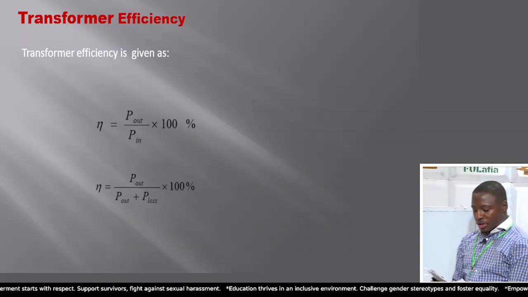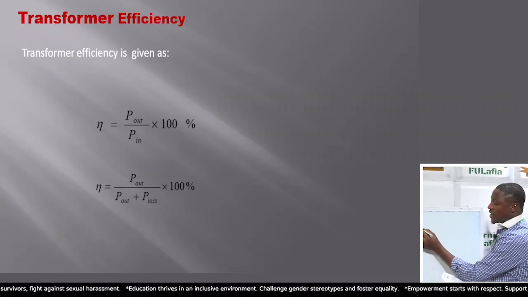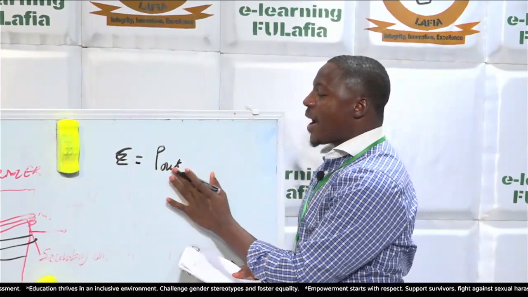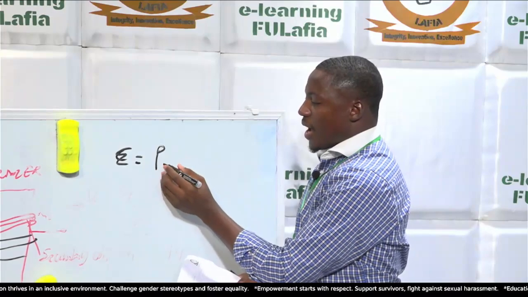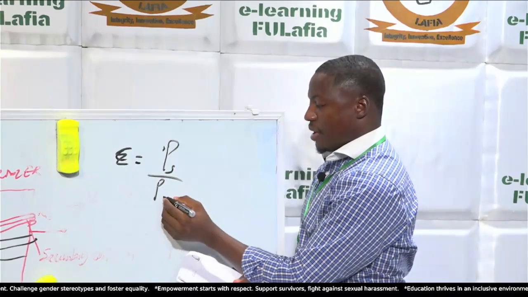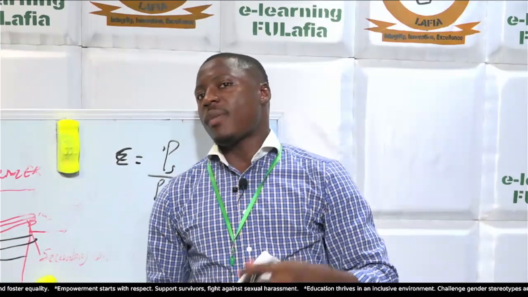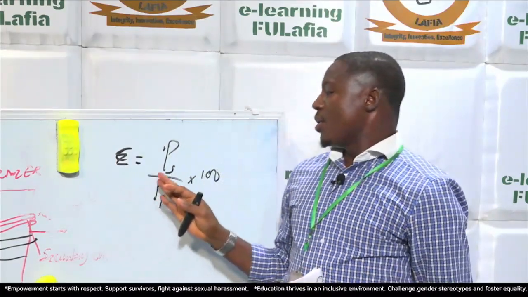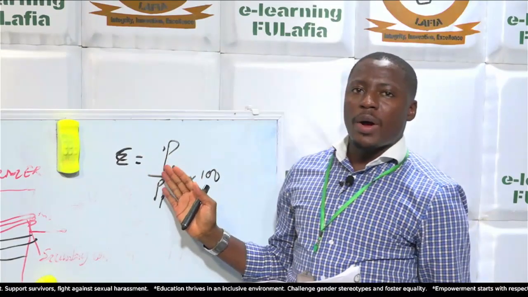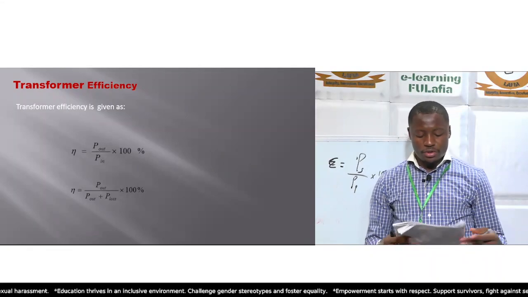So again, another definition of efficiency is power in output, or power in secondary, all over power in primary, times 100. So output and input, depending on the type of transformer you use. Here, if you see power in secondary, this is definitely a step-up transformer. So the power in secondary all over the power in primary times 100 will give you the efficiency of a transformer. So take note of that as well.